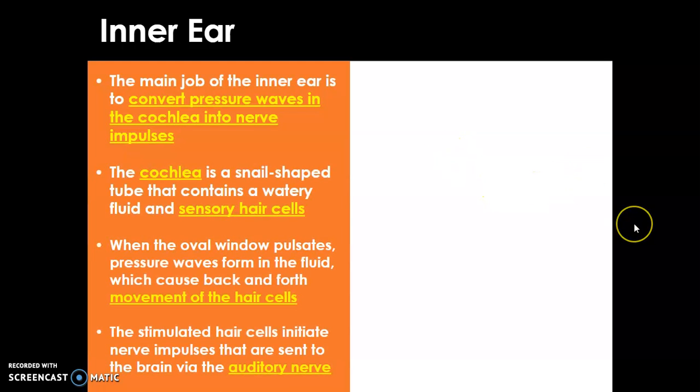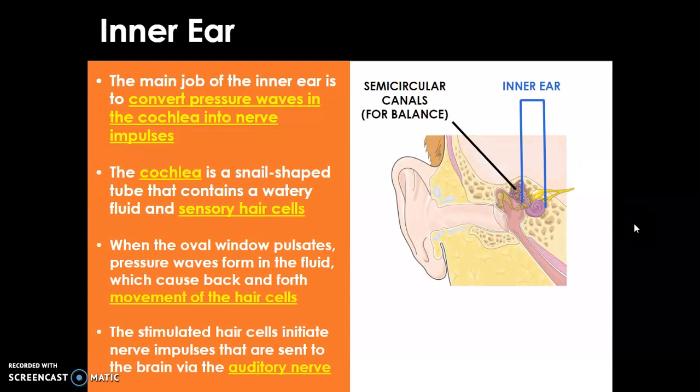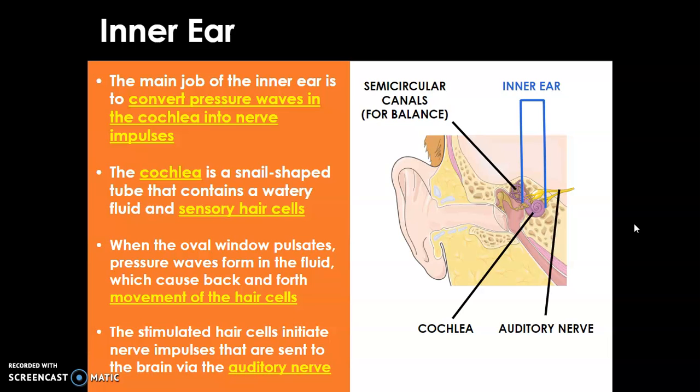The inner ear converts pressure waves in the cochlea into nerve impulses. So think about the journey we've taken. Sound waves came in and changed into vibrations on the eardrum. These vibration waves are moving through the bones. Now these vibrations go into the fluid inside the cochlea.